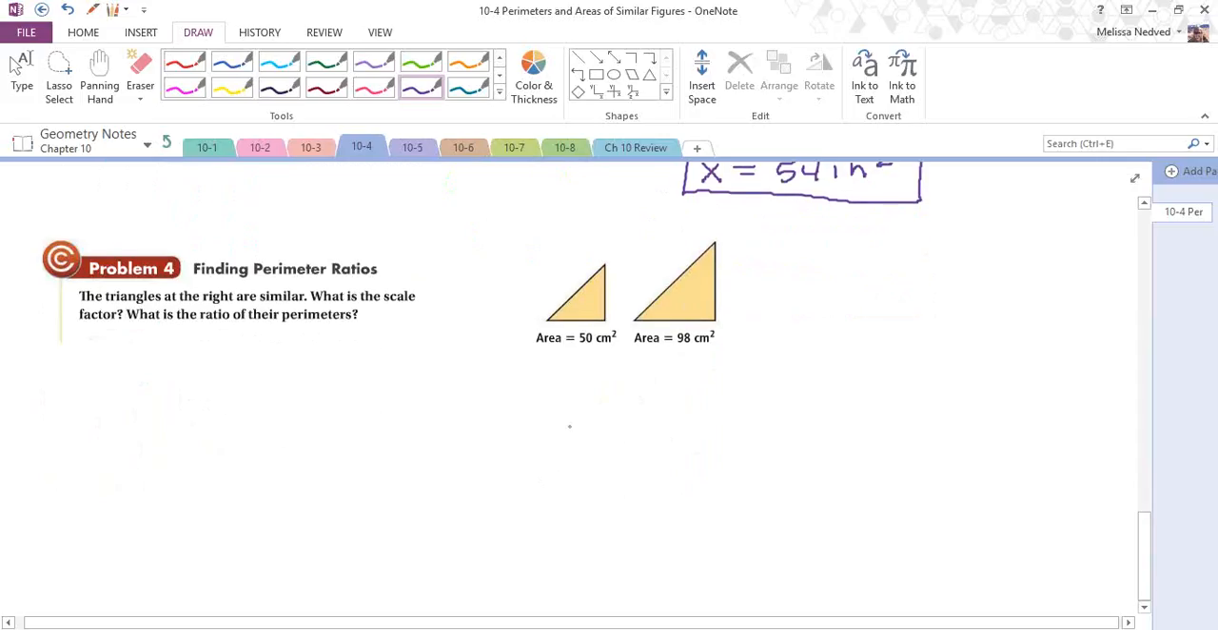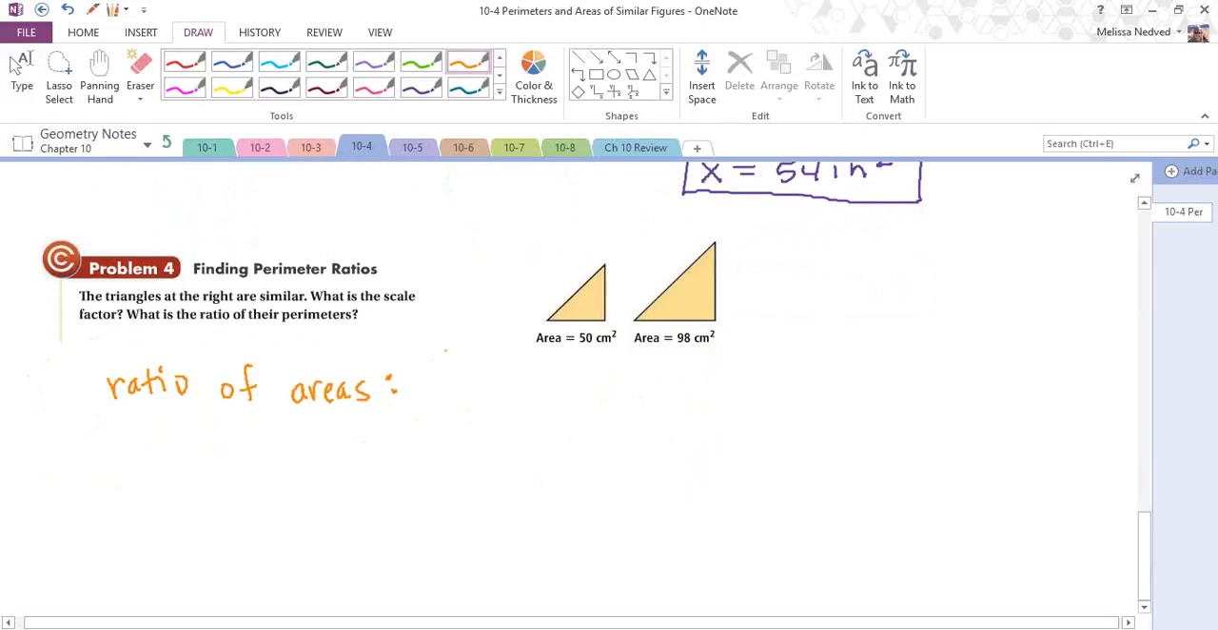It says the triangles at the right are similar. What is the scale factor, and what is the ratio of their perimeters? So let's start by setting up the ratio of the areas and taking a look at that. And you could do this in either order. It doesn't tell us exactly how we want it, whether we want smaller to larger. I'm going to go ahead and put the smaller on top and the larger on bottom.